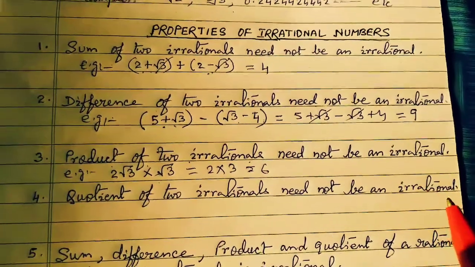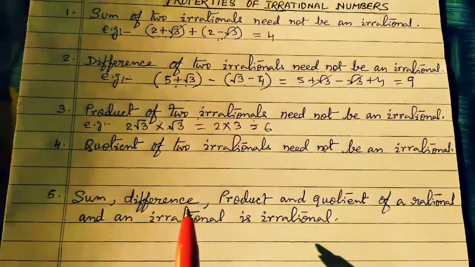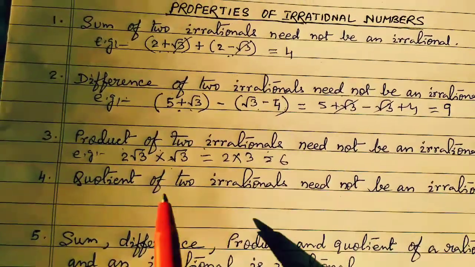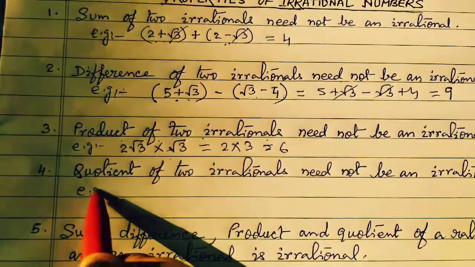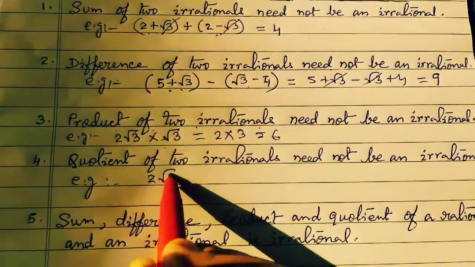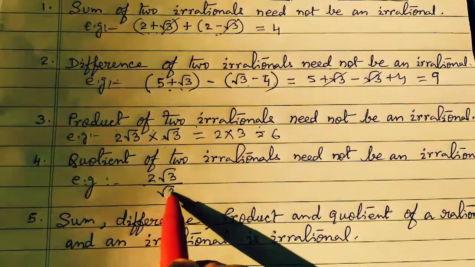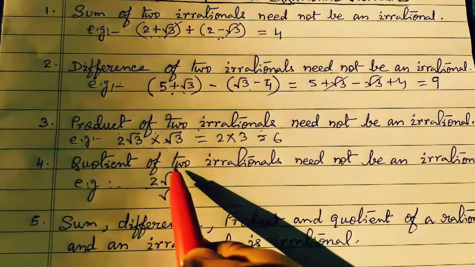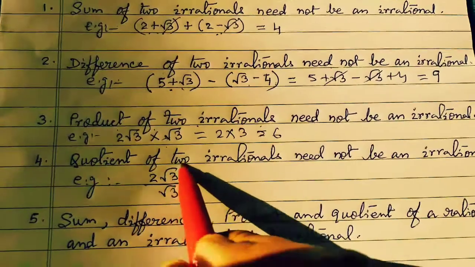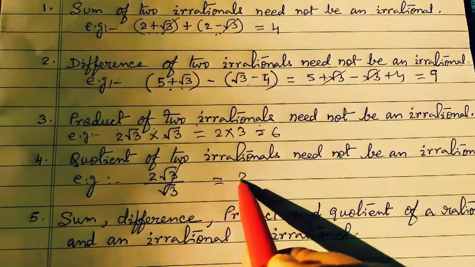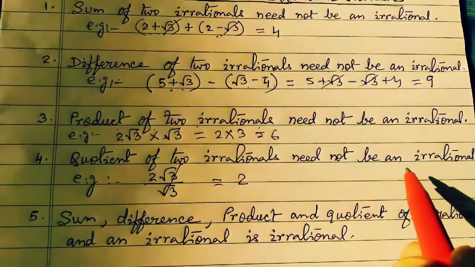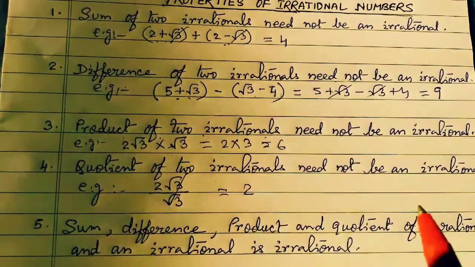Clear, student? Next, the quotient of two irrationals need not be an irrational. We'll take the same example here also. If we divide 2 root 3 by root 3, 2 root 3 is an irrational number and root 3 is also an irrational number. If we divide, the root 3 cancels and we get 2. So 2 is a rational number. Therefore the quotient of two irrationals need not be an irrational. It comes out rational.